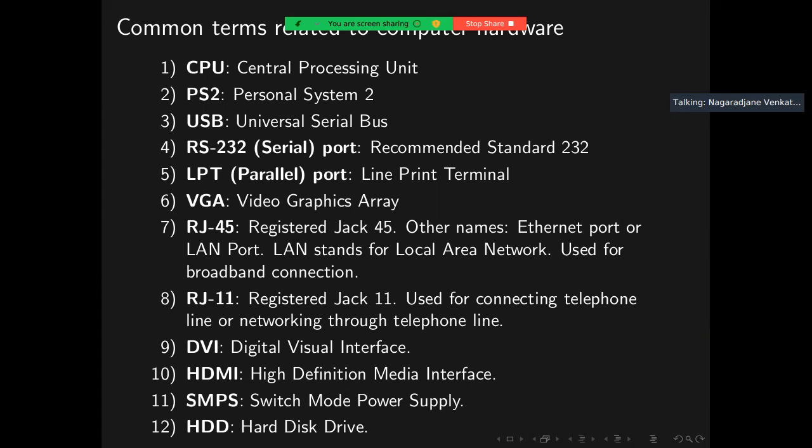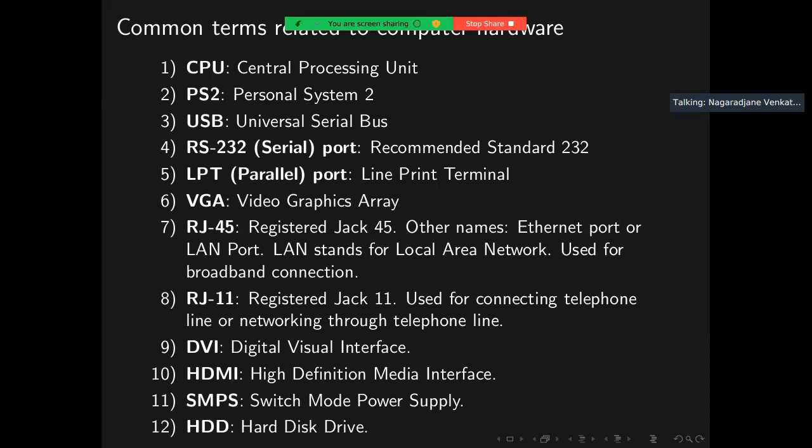Okay, then under the non-impact category, we have inkjet printer, laser jet printer, thermal printer, and plotter. Can we repeat once more, everyone? Inkjet printer, laser jet printer, thermal printer, plotter. These are the normal impact and non-impact type printers. Okay, with this, we come to the end of the basic units of the CPU.